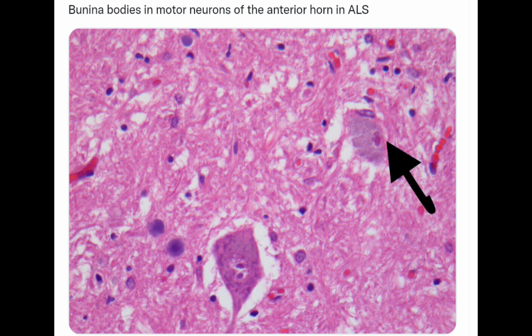Then we have Bunina bodies. Bunina bodies are found in motor neurons of the anterior horn cells in ALS. ALS is a CNS condition called amyotrophic lateral sclerosis. To remember: after amyotrophic, A is followed by B, so we have Bunina bodies.